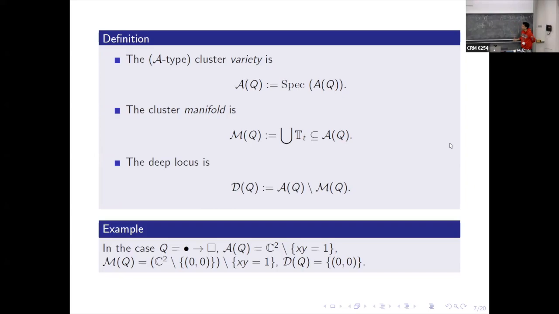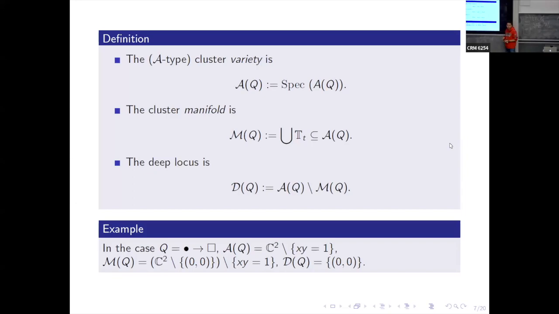Now, if we look at the cluster tori, one cluster torus is given by the non-vanishing locus of x1 and x2. And here the coordinates are x1 prime, x2 is this thing that already doesn't vanish. So if I take one cluster torus, the result is going to be the plane minus the hyperbola minus the x-axis. And for the other cluster torus, this is the plane minus the hyperbola minus the y-axis. And then the union misses this point, the point 0, 0. So in this case, the deep locus consists of just a single point.